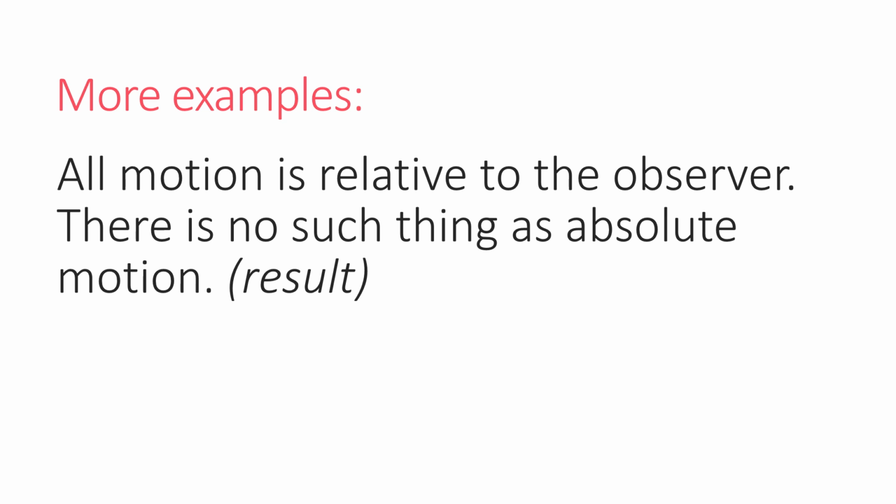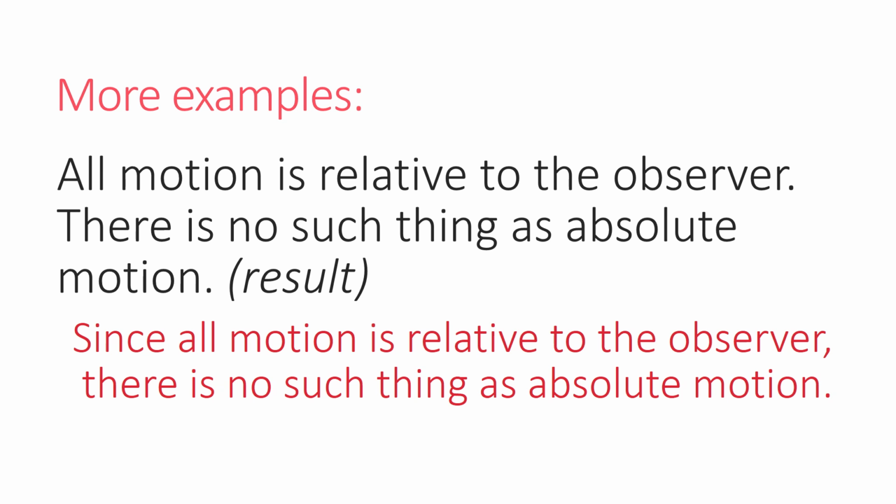The result here is there is no such thing as absolute motion, like a result or conclusion. And then the premise, why? What is the reason? All motion is relative to the observer. So if that is the reason, and the second clause is the result, then you can say, since all motion is relative to the observer, there's no such thing as absolute motion. So that makes it very clear to the reader which one is the reason and which one is the result.